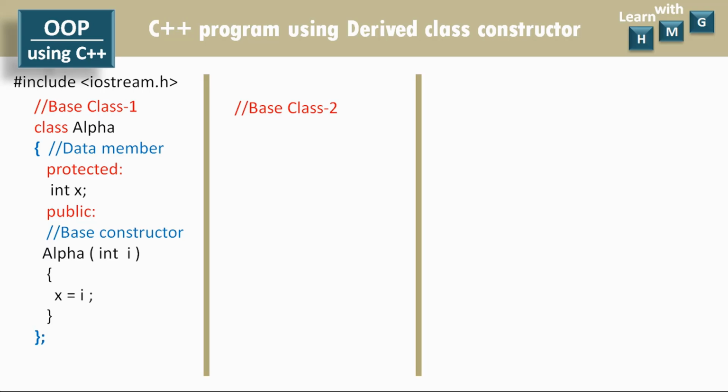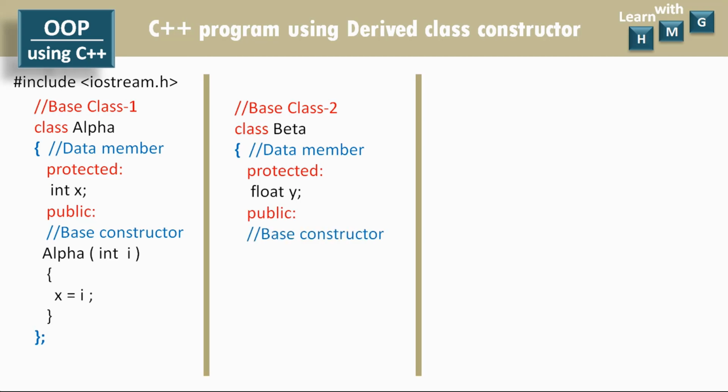Let us go for the second base class, that is class beta. It has its own data member, that is, under the protected section, float y. So y is declared as protected because I am going to use this y in the derived class. In the public section, let us define the base constructor beta. Beta is also having one argument j, and this j is used in the body of the constructor to initialize the data member y. End of beta class.